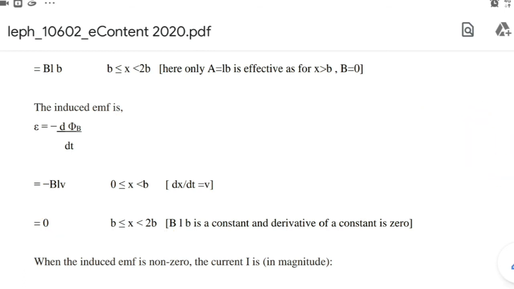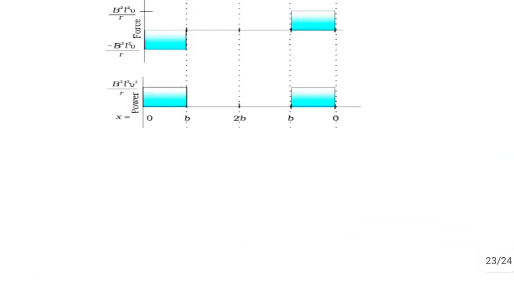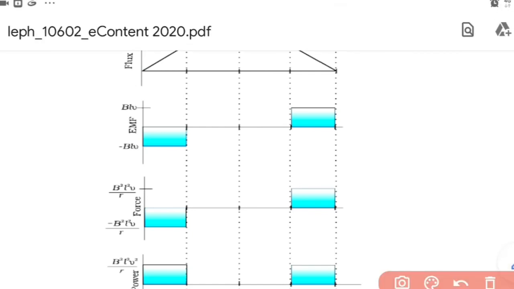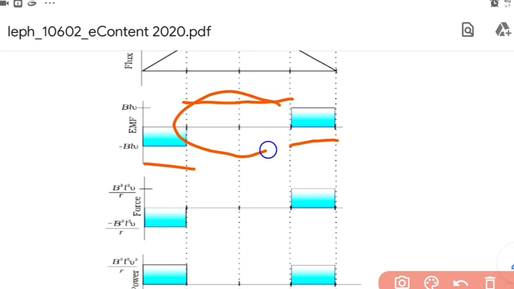By plotting these things in the graph, we'll get the graph like this. For the forward motion from 0 to b, the EMF is minus BLV, and for the backward motion, that is from b to 0, the EMF is BLV, that is positive. In the rest, the EMF is 0. You can see that here the EMF is 0 because the flux is remaining constant. Hope you followed the graph.